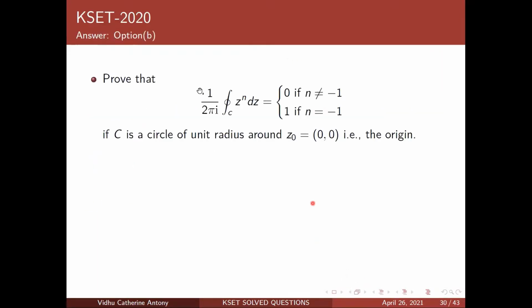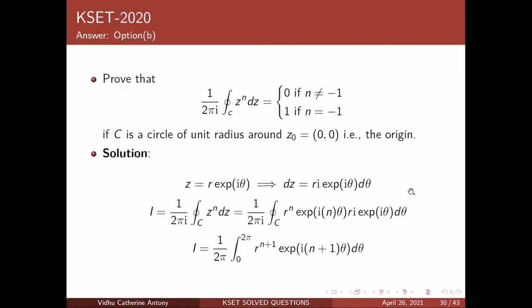So let's look at this. You prove that 1 divided by 2 pi i times the integral over C of z to the power n dz is equal to 0 if n is not equal to minus 1, and is 1 if n is equal to minus 1, sorry. If C is a circle of unit radius around z equals 0, which means the origin, then let's work this out, okay?